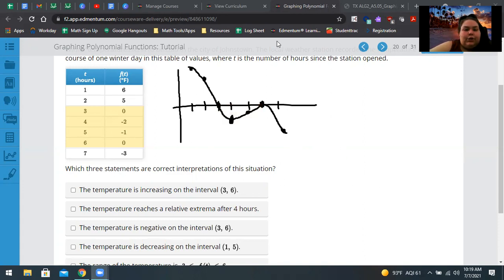The temperature is decreasing from the interval of 1 to 5. So if I go from 1 right here to 5, we're going to focus again on the right side column. Is it decreasing? So I go 6, 5, 0, -2, -1. So if I go over here, 1, 2, 3, 4, 5, is that whole section area right there decreasing?